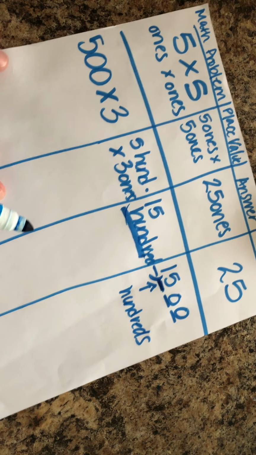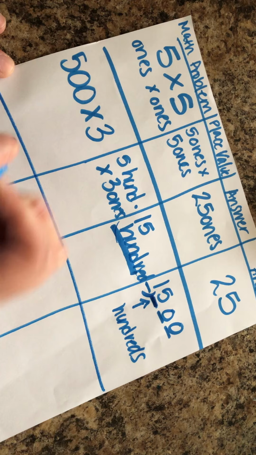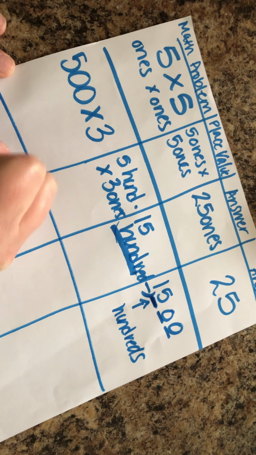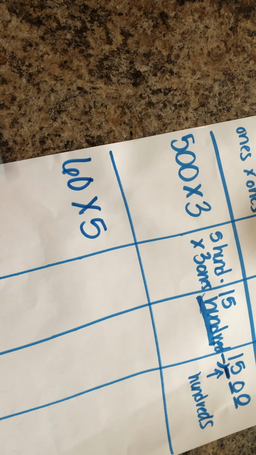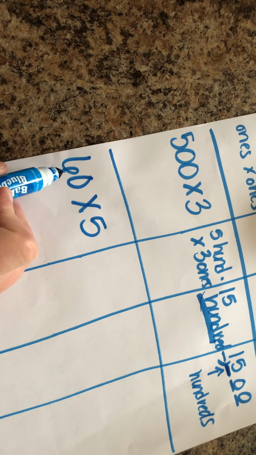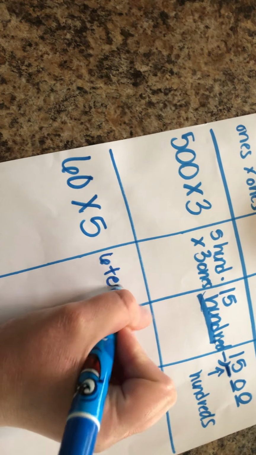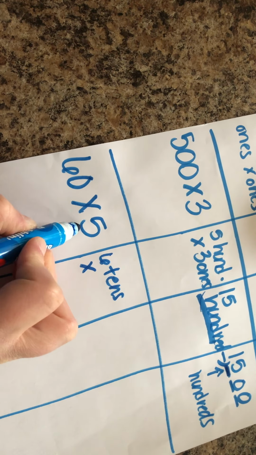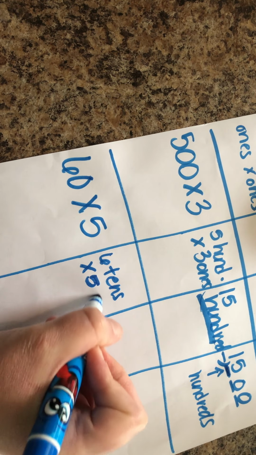Okay, so let's go on to the next one. The next one looks like a 2-digit by a 1-digit. So let's do 60 times 5. Okay, so what do I have here? I have 6 tens, and I'm going to multiply it by 5 ones.